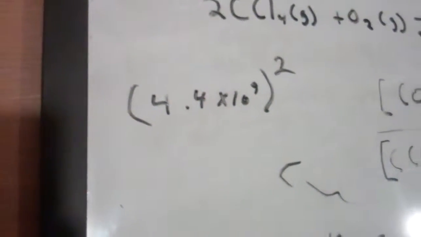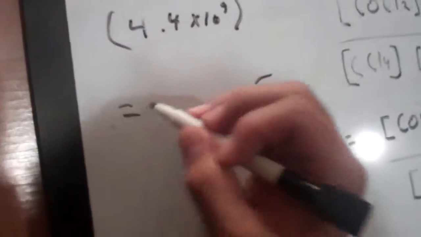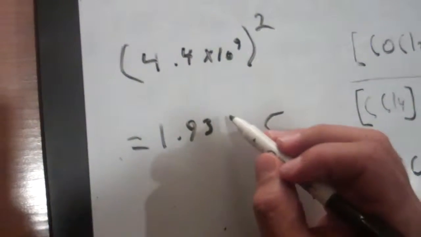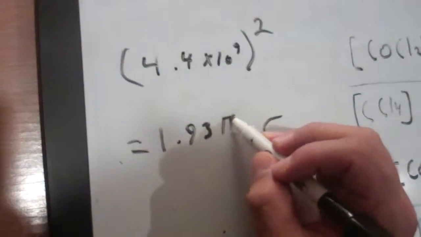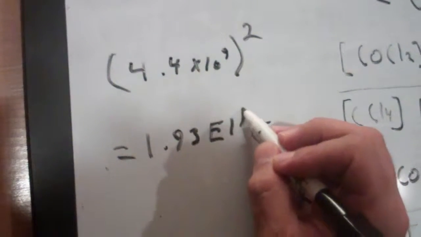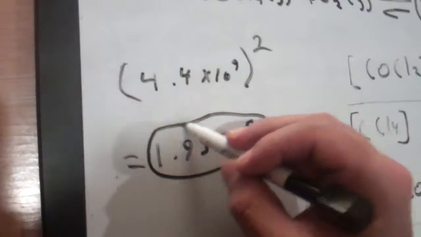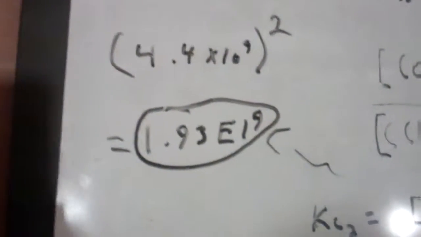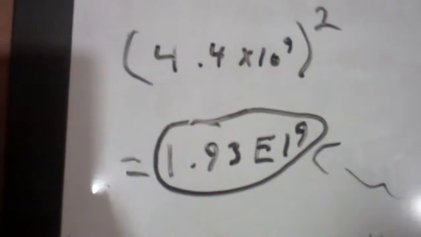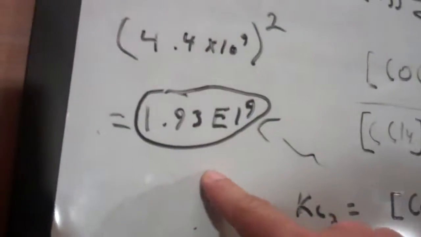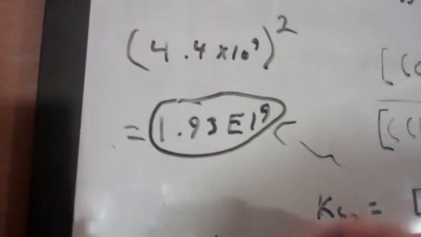And that is going to give you 1.93 times 10 to the 19. So that's going to be your answer. So really all you had to do was square the first equilibrium constant, because we see that the reaction was just doubled in the second reaction. So this would be your equilibrium constant for the reaction.